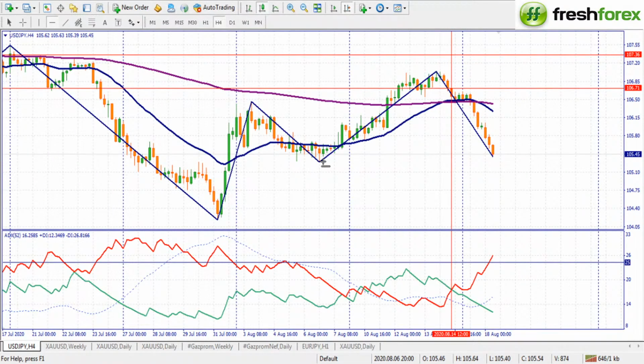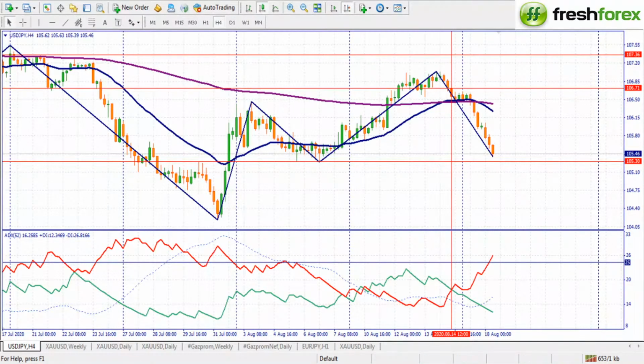Ideally, we want price to break below this level, 105.30. If the price can successfully close below that point, that will mean we are continuing to the lower side. So the best is to wait for a breakout, a retracement, then you pick a sell with your stop loss above this point.